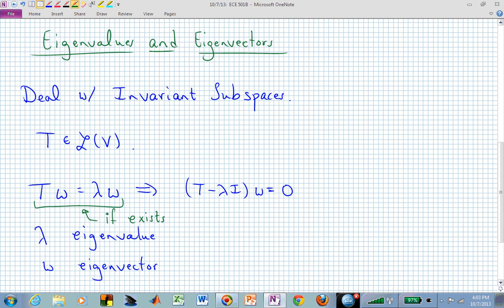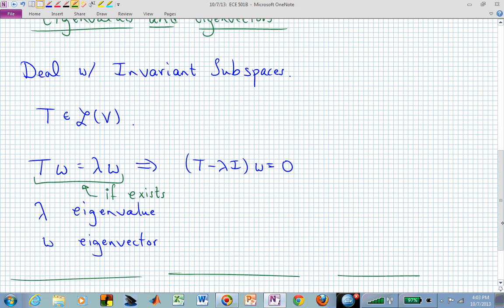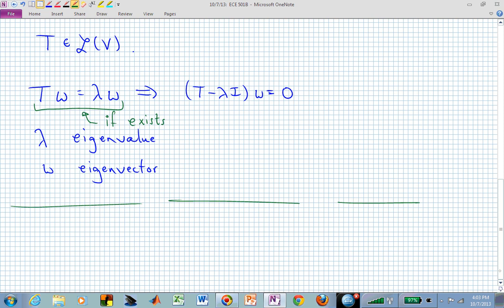If lambda is an eigenvalue, then T minus lambda I is going to be non-invertible, so not injective and not surjective. If it's not injective, it has a non-trivial null space, which means we can find this vector W in the null space of this T minus lambda I, and that will give us our eigenvector. Let's then start with that sort of recall of where we've been.